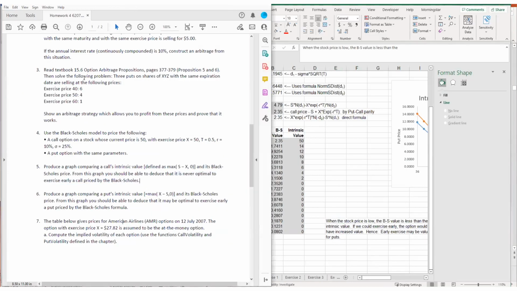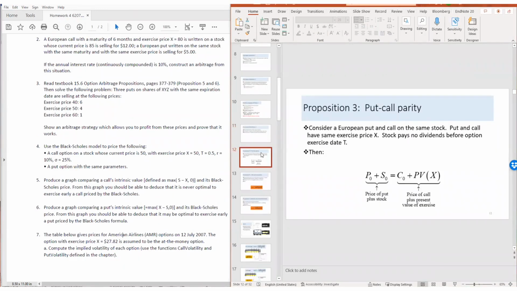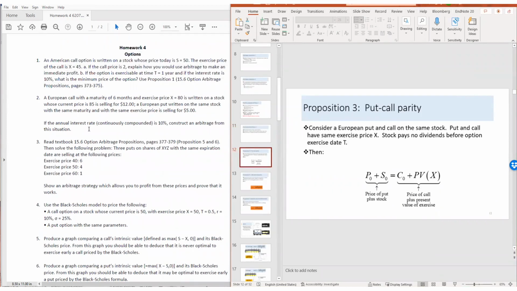So now we have discussed questions 4, 5, and 6. Let me just go back and we can move on to proposition 3, and that will be relevant to question 2. Proposition 3 here is about the put-call parity. So we'll consider an American option. For a put and call on the same stock with the same exercise price X and the same maturity day, the stock pays no dividend before the option exercise day.